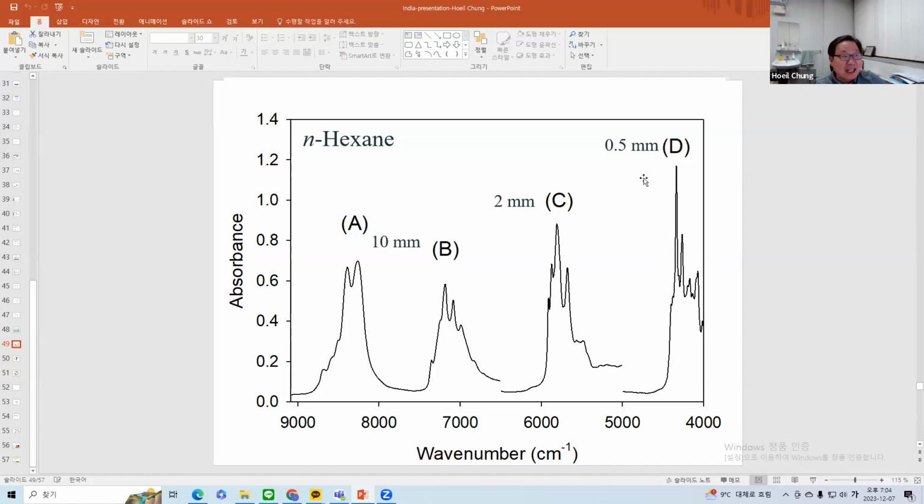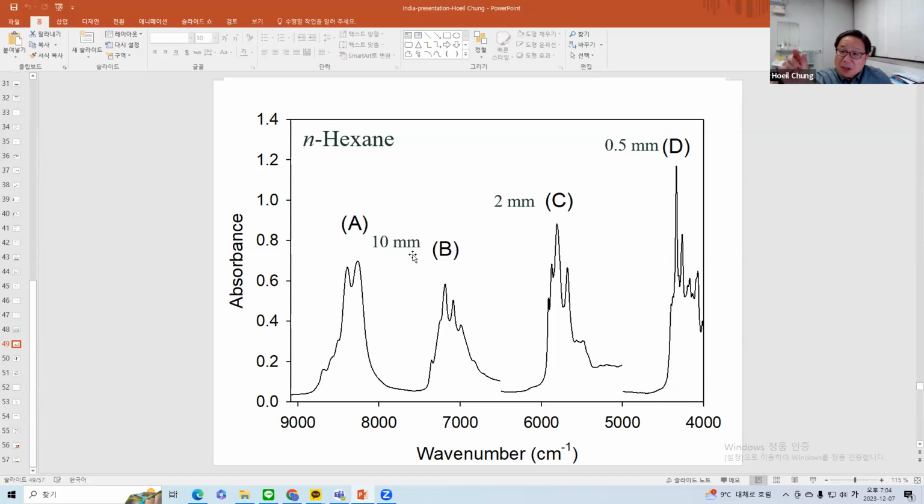But if you want to highlight this band, you have to use a very narrow path length, 0.5 millimeter. The normal hexane I measured with a 2 millimeter path length, and you can see it is still highlighted here, but it is less characteristic compared to this one. So with a 2 millimeter path length, you can use this one for your quantitative analysis. And this one, the B and the A, is a 10 millimeter path length.